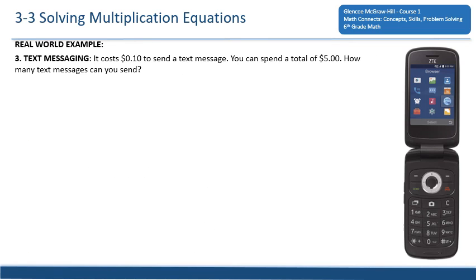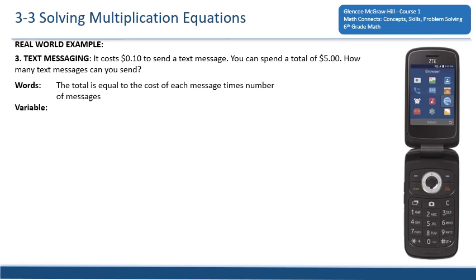Real world example, text messaging. It costs 10 cents to send a text message. You can spend a total of $5. How many text messages can you send? In words, the total is equal to the cost of each message times the number of messages. And let m represent the number of messages you send.